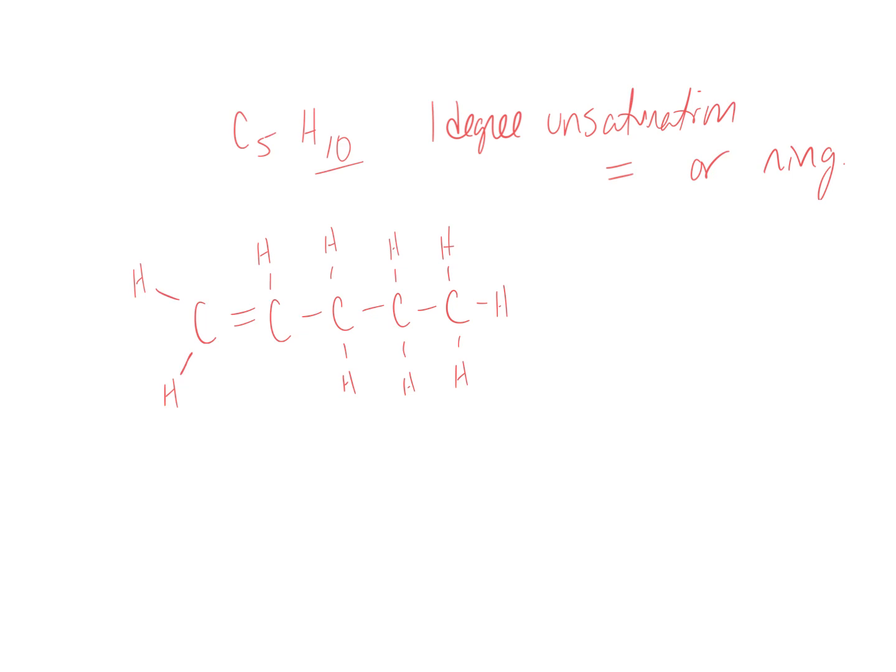To show you how this could work in a ring, if we take 5 carbons and place them in a ring, that would be 1, 2, 3, 4, 5. And so if we put those around to each other like this, each of those carbons have 2 bonds already. So they only need 2 more hydrogens.